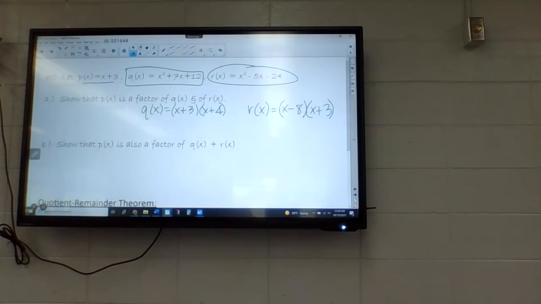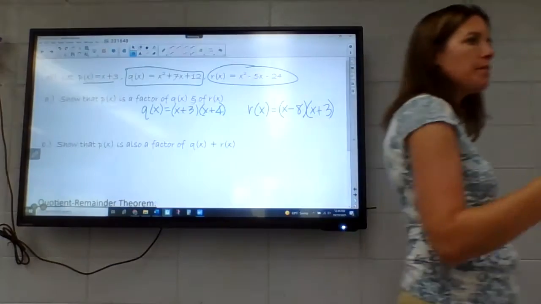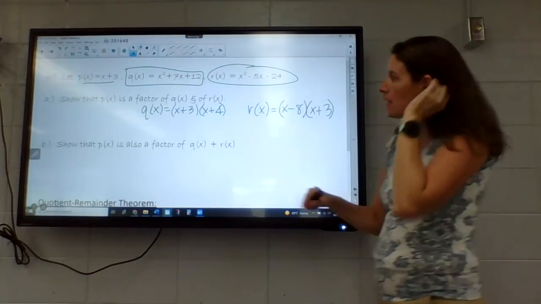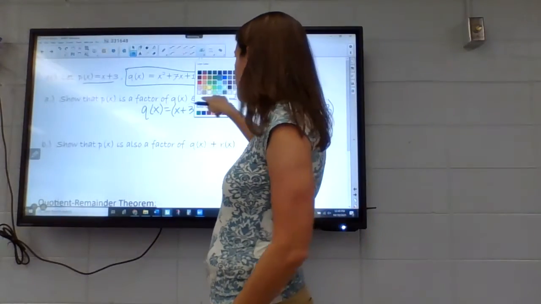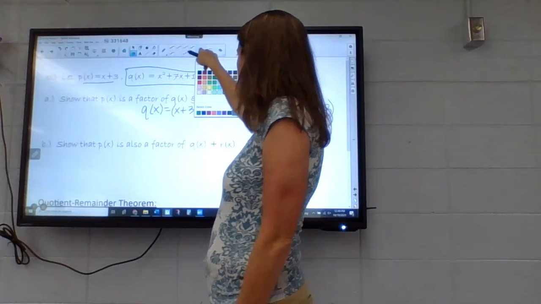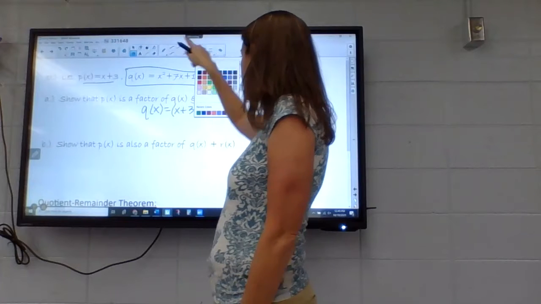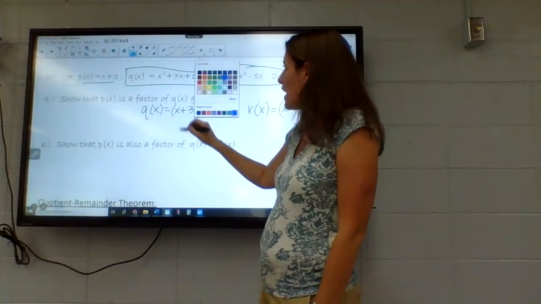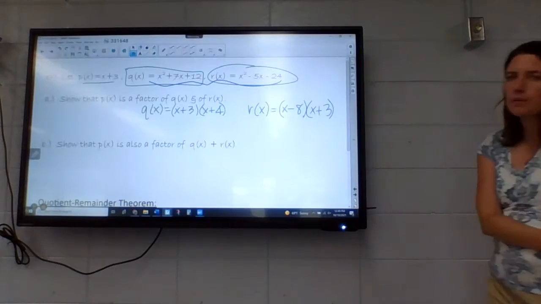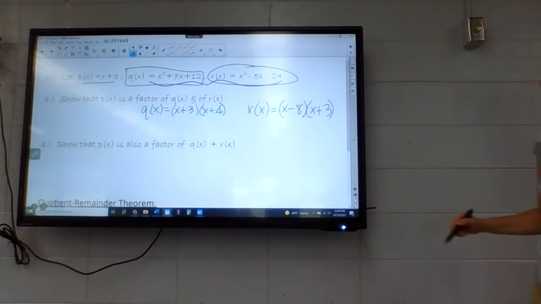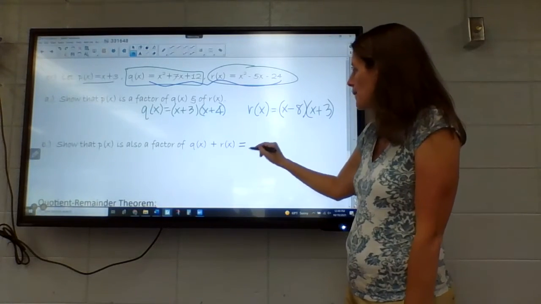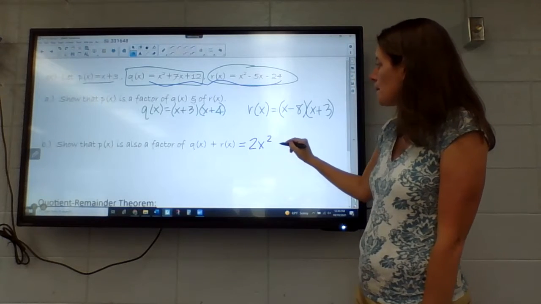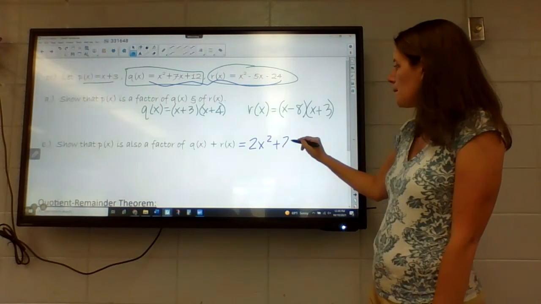But then I want to show that for the Q of x plus R of x, if I added those functions together, would P of x still be a factor based off of that rule we just learned today? So I need to add these two together. When I go to add them together, what do we get? 2x squared plus 2x minus 12.